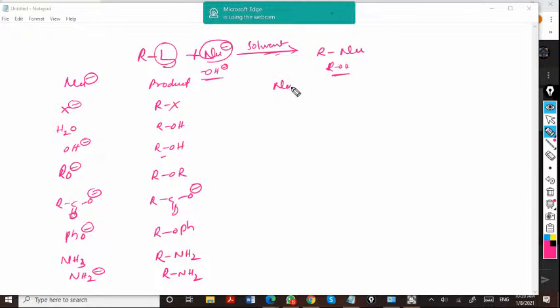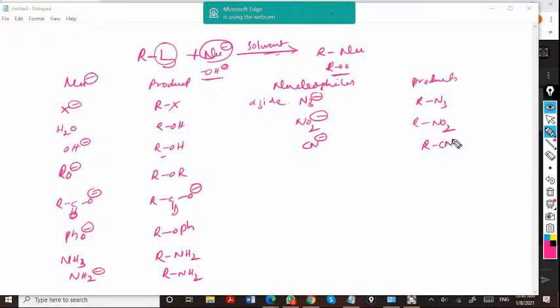Some more nucleophiles and their products. When I take azide, make a note, write the name, it will be alkyl azide. When I take nitro anion, it's going to give nitroalkyl. When I take cyanide, it's going to give alkyl cyanide.